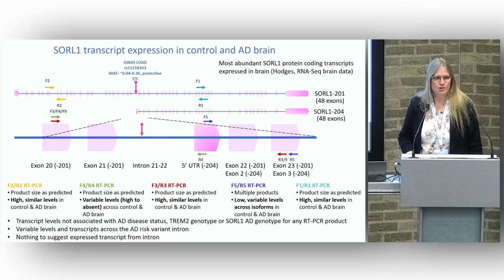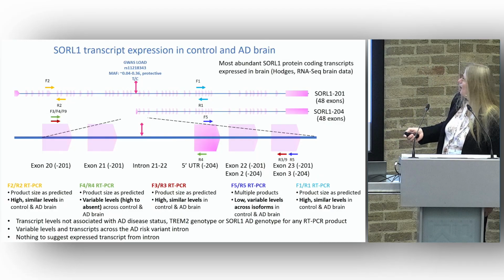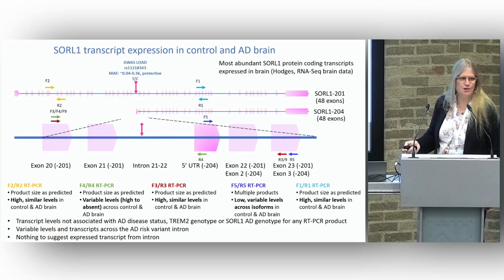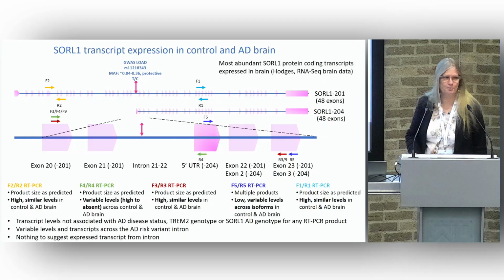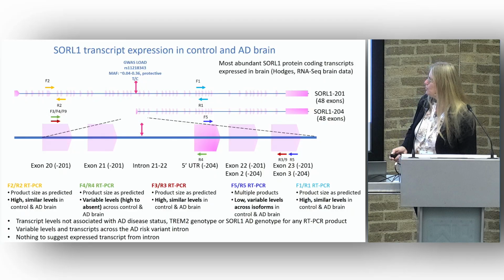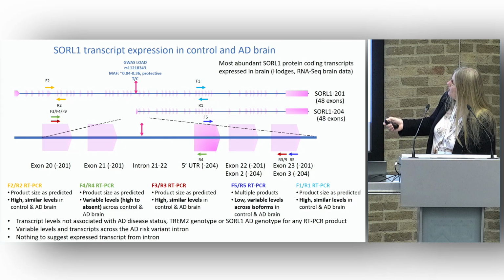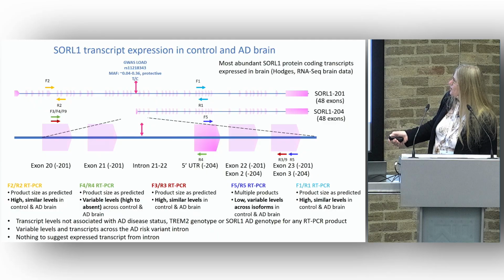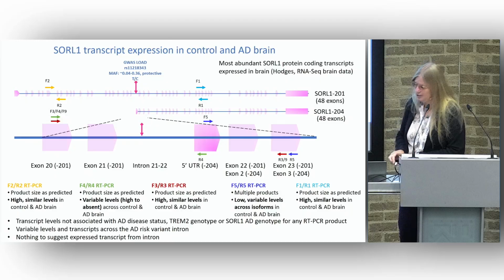So we have access to post-mortem donor brain samples from Alzheimer's disease and controls. We also have our TREM2 risk carrier cases in that set as well. And we compared expression levels, and most of the SORL1 products were no different between AD and control. There was no TREM2 related effect. There was some variation in primers that sat across the intronic boundary. So you can see here that there were quite variable levels across control and AD brain, but it wasn't enriched in AD or control.